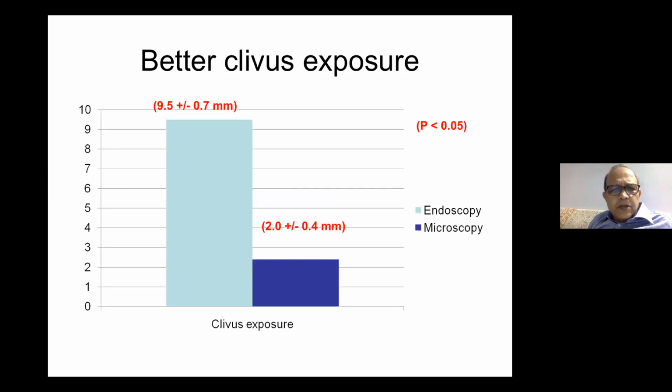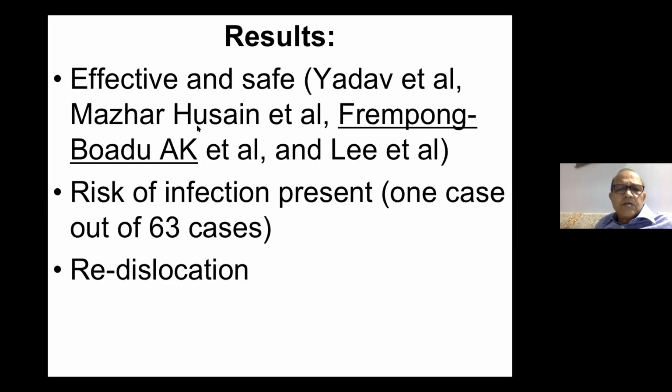So better exposure of the clivus also. In microscope, very limited clival exposure, whereas in endoscope, about 1 centimeter of the inferior clivus is visualized very well. The results are good. It is effective and safe in our own experience. Transoral approach without fusion was used by Professor Mazhar Hussain and many other people, and they found that it is quite useful.